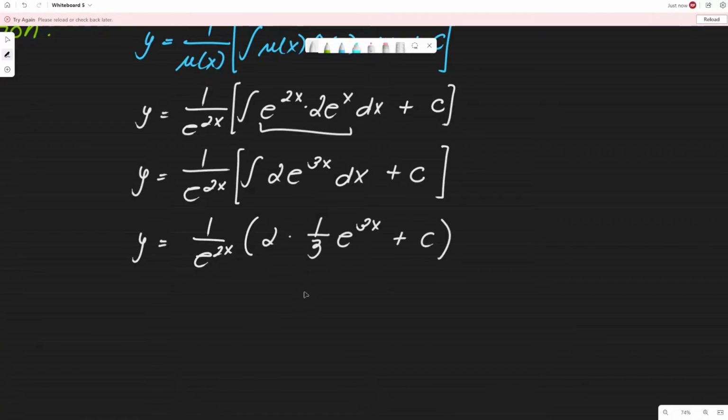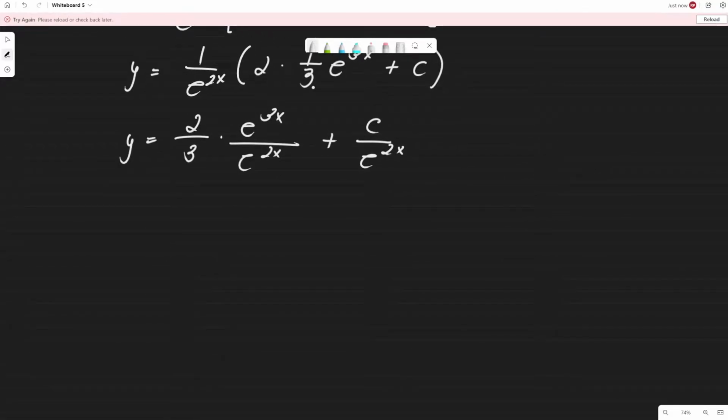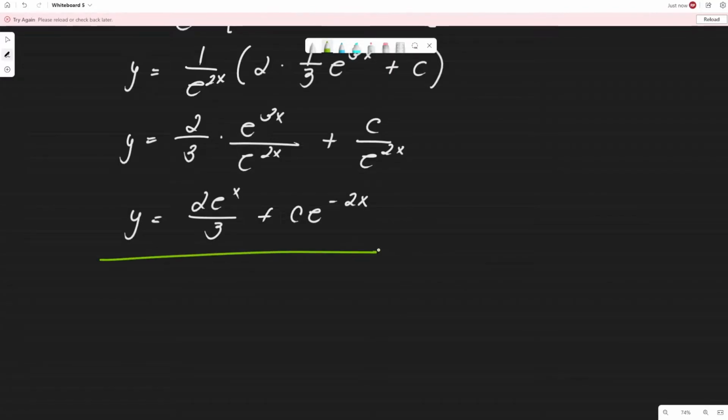So, we can just distribute 1 over e raised to 2x. We have y is equal to 2 over 3 times e raised to 3x over e raised to 2x plus c over e raised to 2x. Okay, so just simplify. We have 3x minus 2x, that is e raised to x. So we have y is equal to 2e raised to x over 3 plus c e raised to negative 2x. This is our general solution. Okay? So, that's all there is to it.